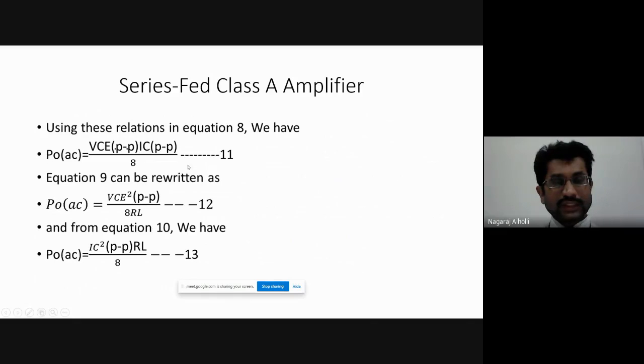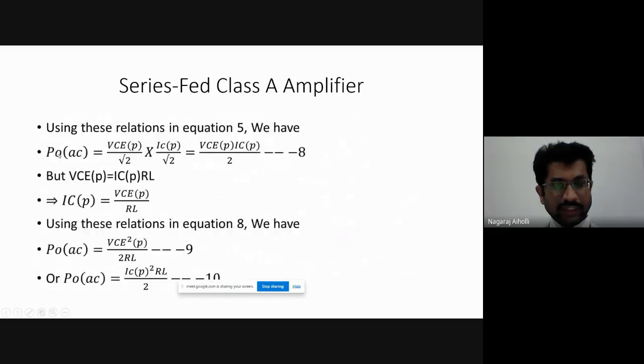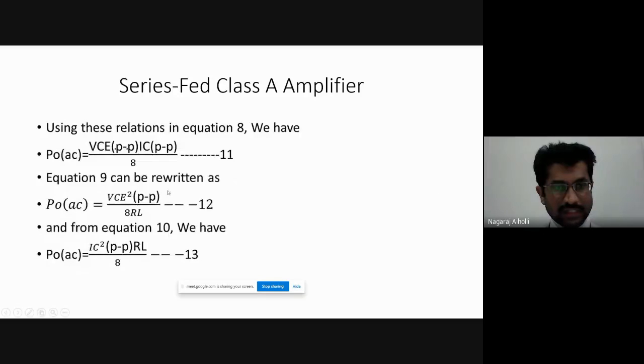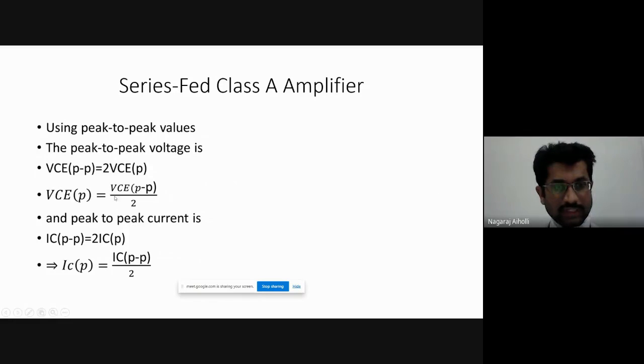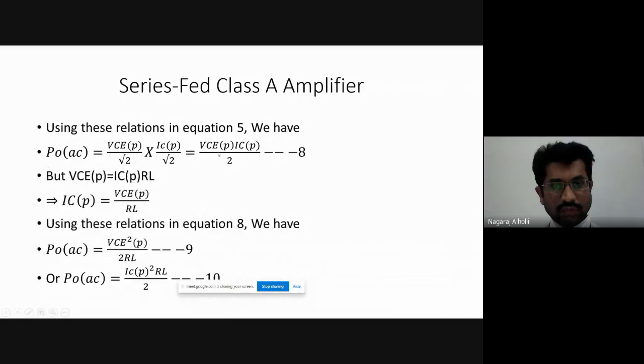Now, if we substitute these equations in equation 8, what is equation 8? This is our equation 8. P naught AC is equal to VC peak into IC peak divided by 2. In this equation, if I substitute these peak to peak values, that is VC peak is equal to VC peak to peak divided by 2, and IC peak is equal to IC peak to peak divided by 2, then what will we get?